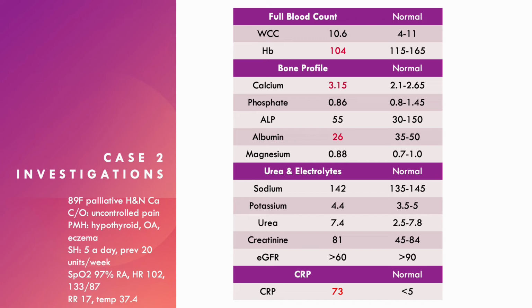Phosphate is normal, ALP is normal, magnesium is normal, her albumin is a little bit low. Again, this is likely due to the low physiological reserve that the patient has, and the reduced protein intake the patient will have had over the course of the disease progression. The other thing to note is the patient has a high calcium, 3.15.